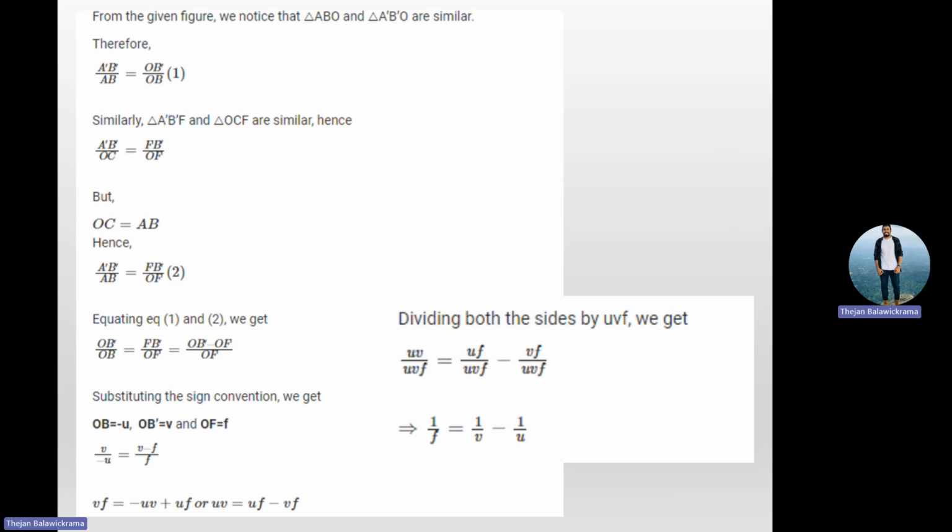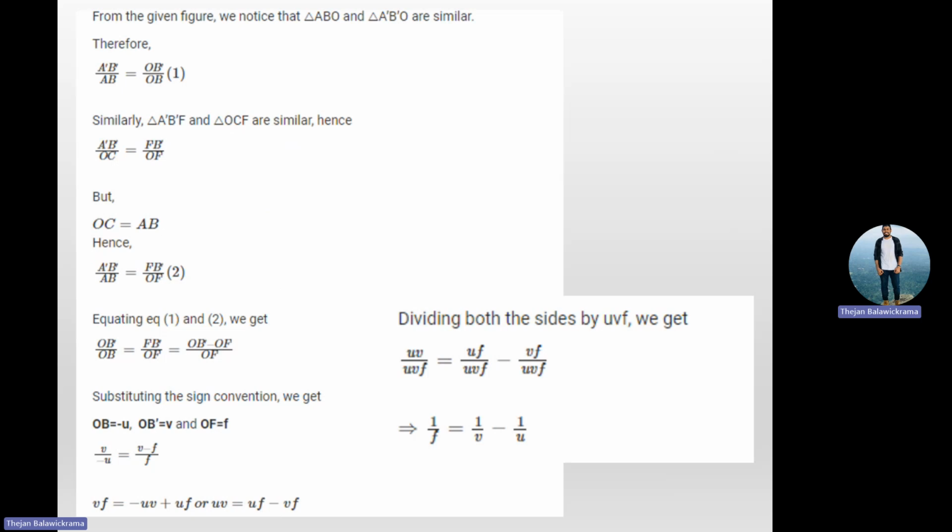Right. On the board, from the given figure, we noticed A dash B dash divide by AB, that is the image distance divided by the object distance, OB dash divide by OB, that is the normal magnification. Similarly, they have taken the triangle of what? A dash B dash F. A dash B dash F.